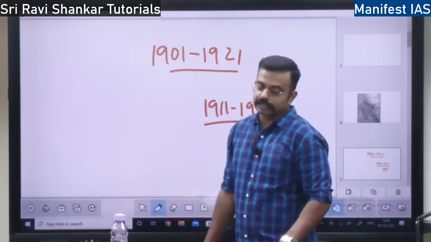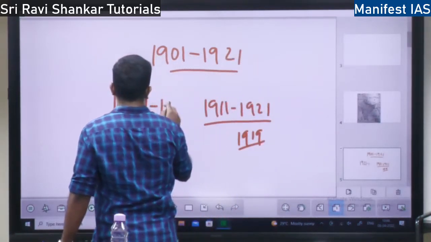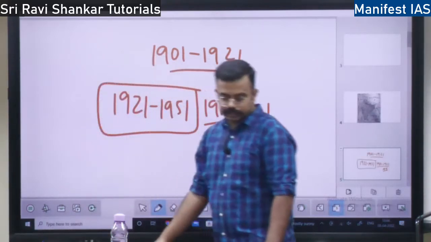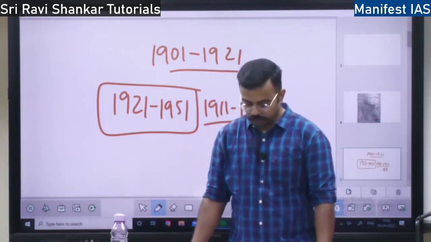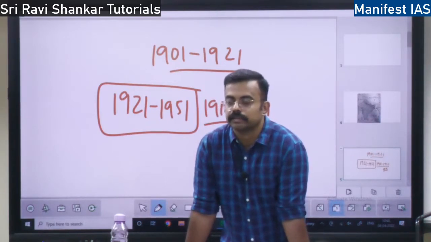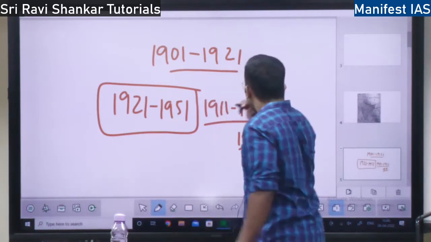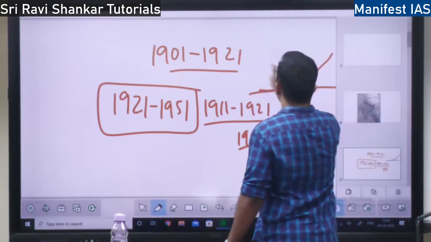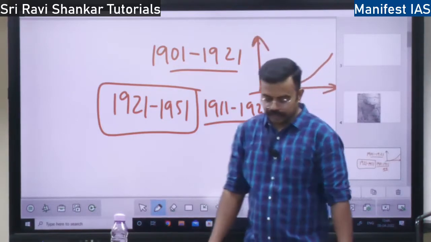The second phase of population increase starts from 1921 until 1951. In this phase there is a steady population growth, right? So during the first phase it was stagnant, and during the second phase it steadily grew. If you take the graph, there was a steady growth of population in India, right?